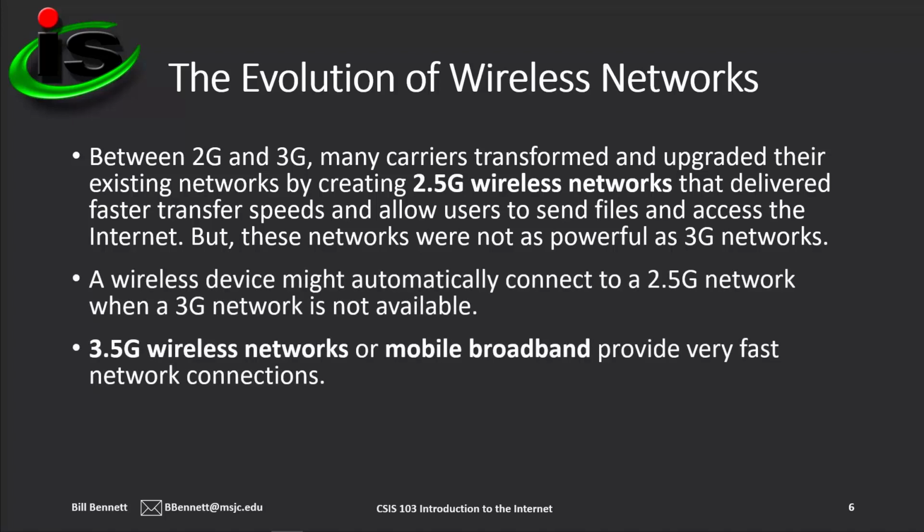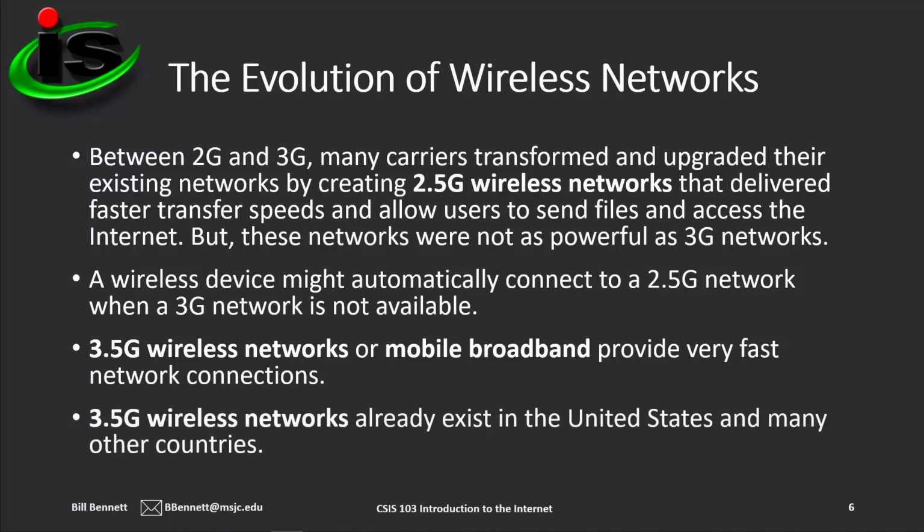The wireless network that followed 3G wireless, which is called 3.5G wireless network, or mobile broadband, provided very fast network connections. By 2009, 3.5G wireless networks existed in the United States and many other countries.